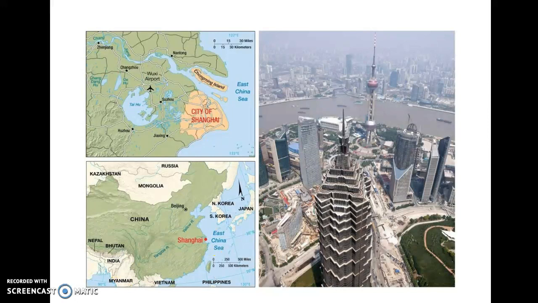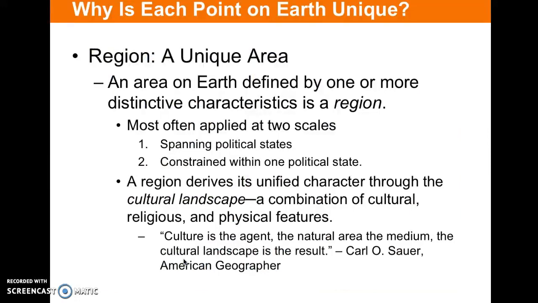And so all of its location data, its site and its situation, can help contribute to its sense of place. When we talk about points on Earth being unique, we're going to often classify them by regions. An area that's defined by one or more distinctive characteristics is a region. We usually apply them at two scales, so political states and within a political state. When we refer to a political state, we're referring to really what you call normally a country.